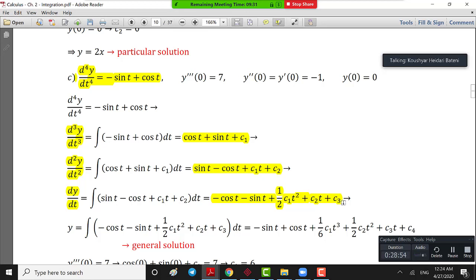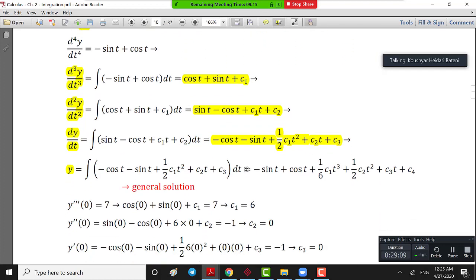Now, unfortunately, there is still some work to do. We have to integrate this once again to find y. The integration of the left-hand side becomes y. The integration of the right-hand side is minus sine plus cosine plus 1 over 6 c1 t to the 3 plus 1 over 2 c2 t to the 2 plus c3t plus c4, and this is our general solution, y equal to this. This is the general solution that we found.